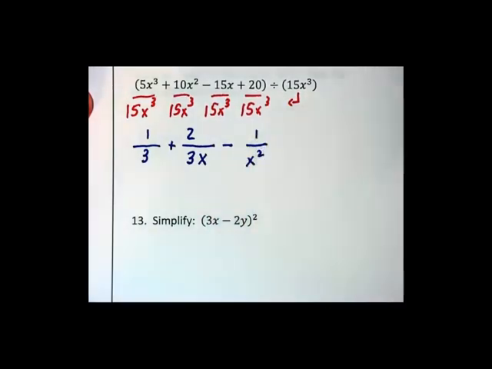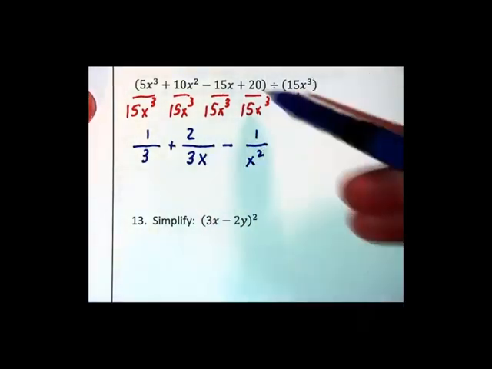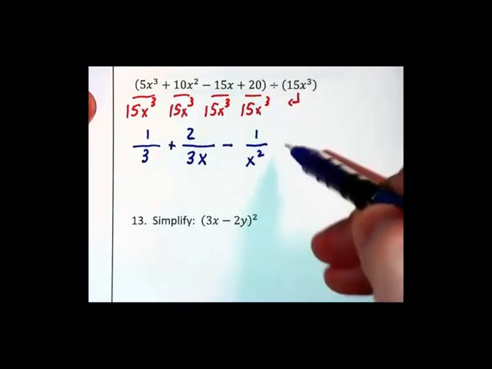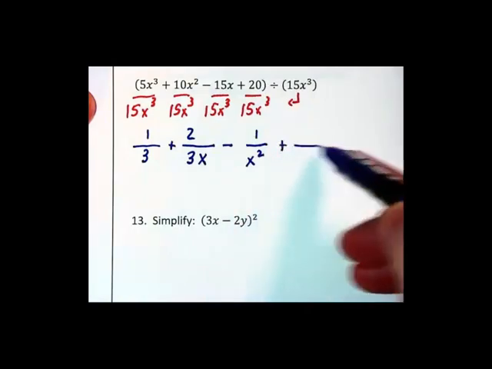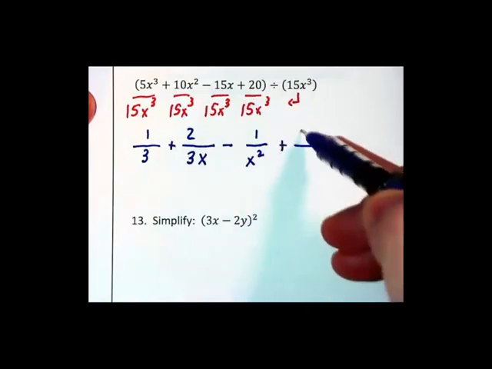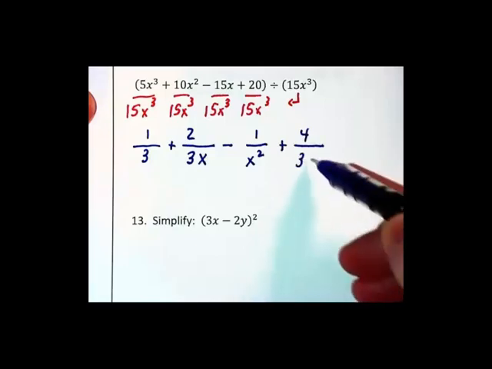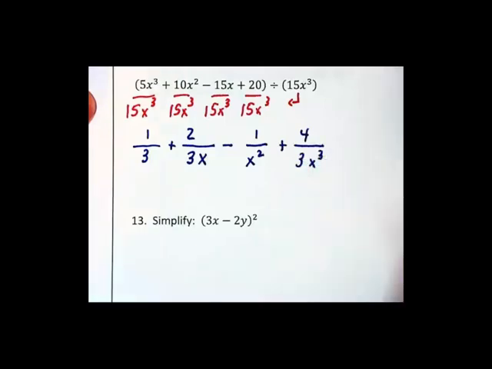So that becomes 1 over x squared. And in the last division process, the 20 over 15 reduces to 4/3, and there's no x's to cancel, so the x to the third stays in the denominator.